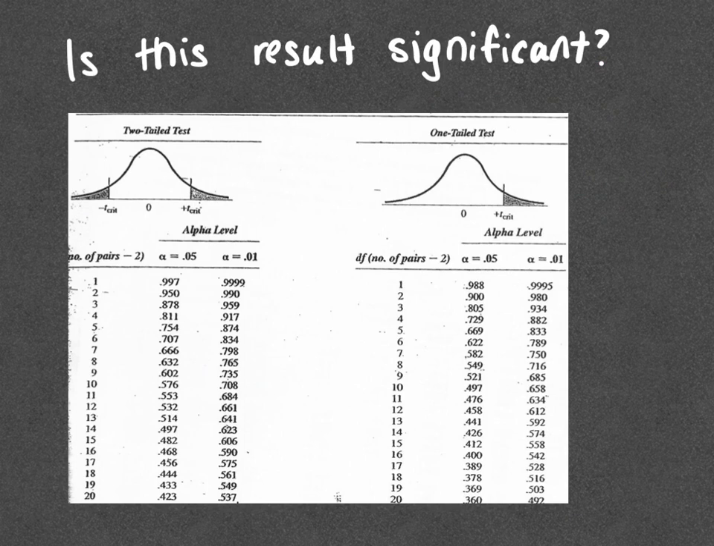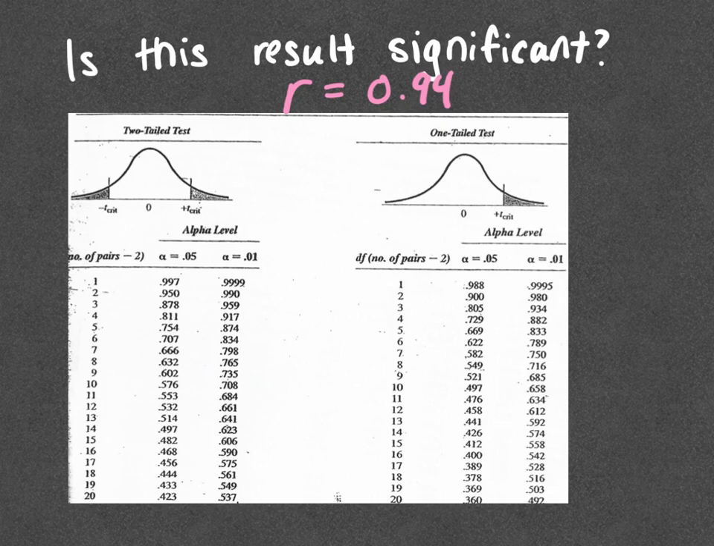Once we have the obtained value for any inferential test, our next question is this result significant? We had a result of r equals 0.94. Now because this is about as high as you can get, because the highest you can get is a 1.0 or a negative 1.0, I'm guessing that this is going to be significant. But to really determine it, I need to compare this result to a critical value.